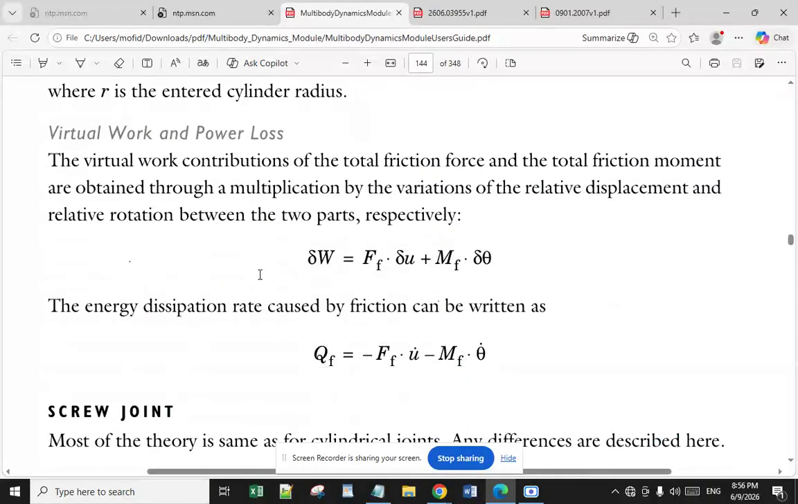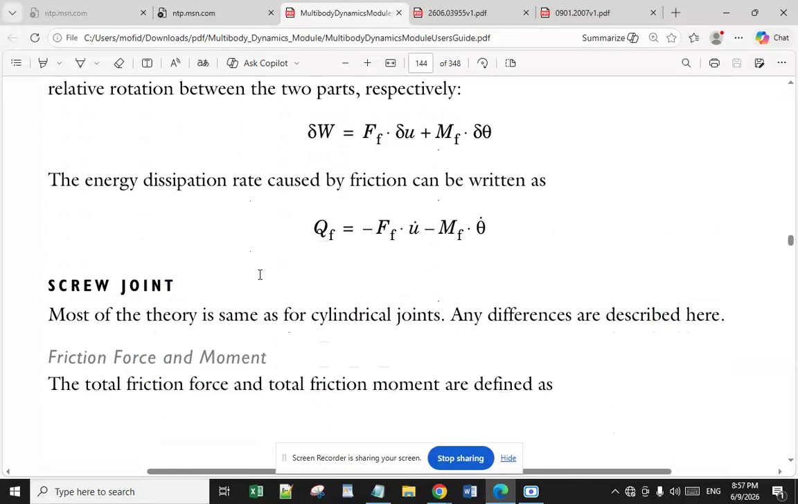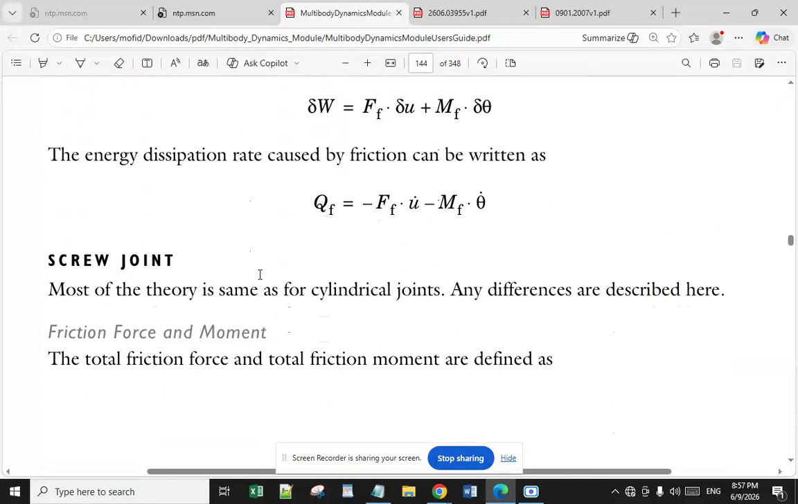Mutual work and power loss. The mutual work contributions of the total friction force and the total friction moment are obtained through a multiplication by the variation of the relative displacement and relative rotation between the two parts respectively. ΔV = FF δu + MF δθ. The energy dissipation rate caused by friction can be written as QF = -FF u' - MF θ'.